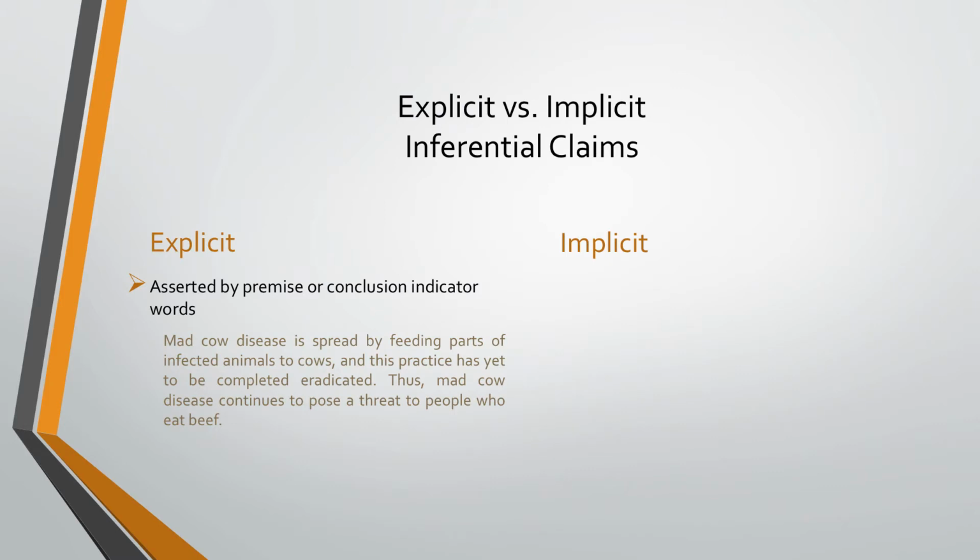An explicit inferential claim is usually asserted by premise or conclusion indicator words. Remember those that we had on the list: thus, since, because, hence, therefore, and so on. So here's an example. Mad cow disease is spread by feeding parts of infected animals to cows, and this practice has yet to be completely eradicated. Thus, mad cow disease continues to pose a threat to people who eat beef. The word thus expresses the claim that something is being inferred, and so the passage is an argument.